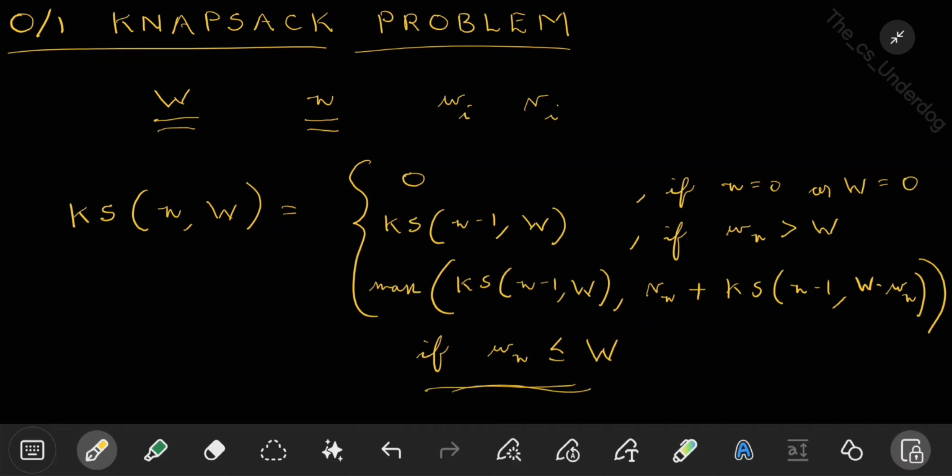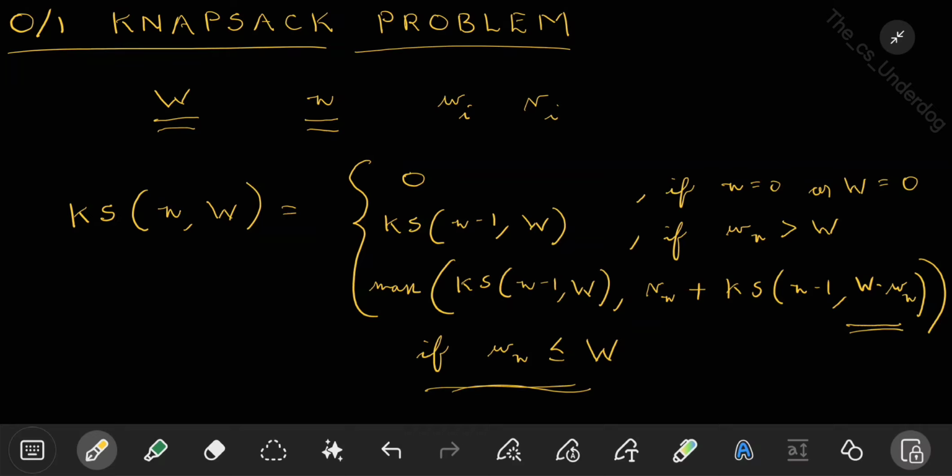If you don't add, then it will be knapsack of n minus 1, W. That is, you can use the complete W weight for the remaining items and find out the profit. Otherwise, if you are adding this item, then your profit will be whatever is the value provided by this item plus whatever is the value you can obtain from the remaining n minus 1 items, but with a total capacity of W minus Wn. Why is this W minus Wn? Because Wn is already used up by the present item. So this is the recurrence relation.